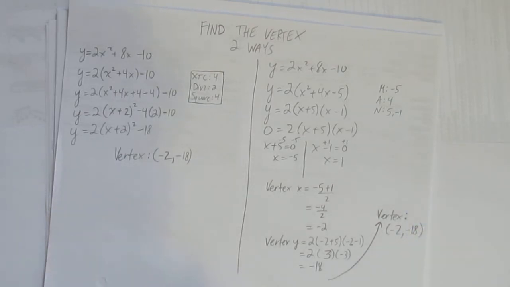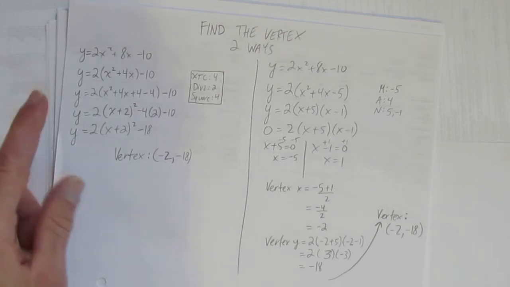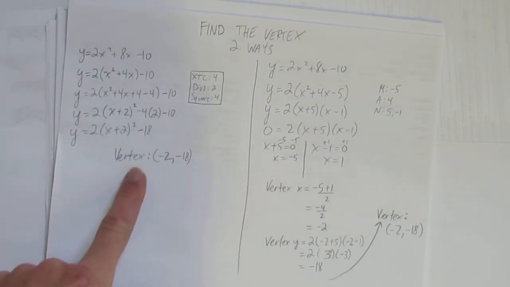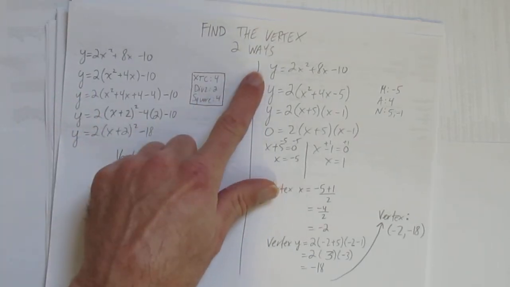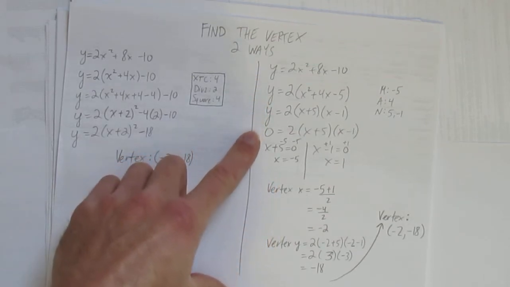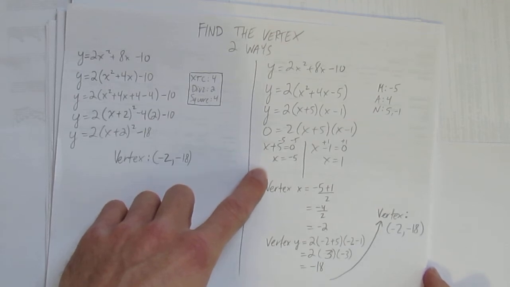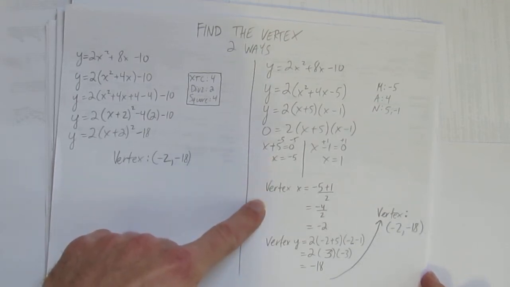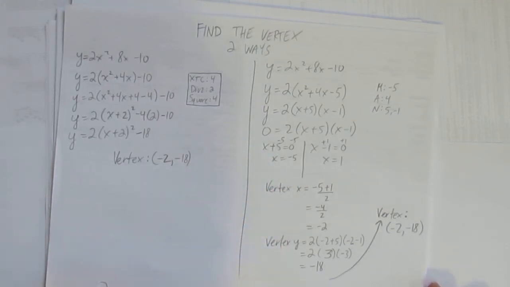So that's how you can find the vertex, two ways. From standard form, you can either complete the square, or from standard form you can first factor. I common factored, then used the Bergman technique, found the zeros, and with the zeros got the vertex x, and with the vertex x got the vertex y.